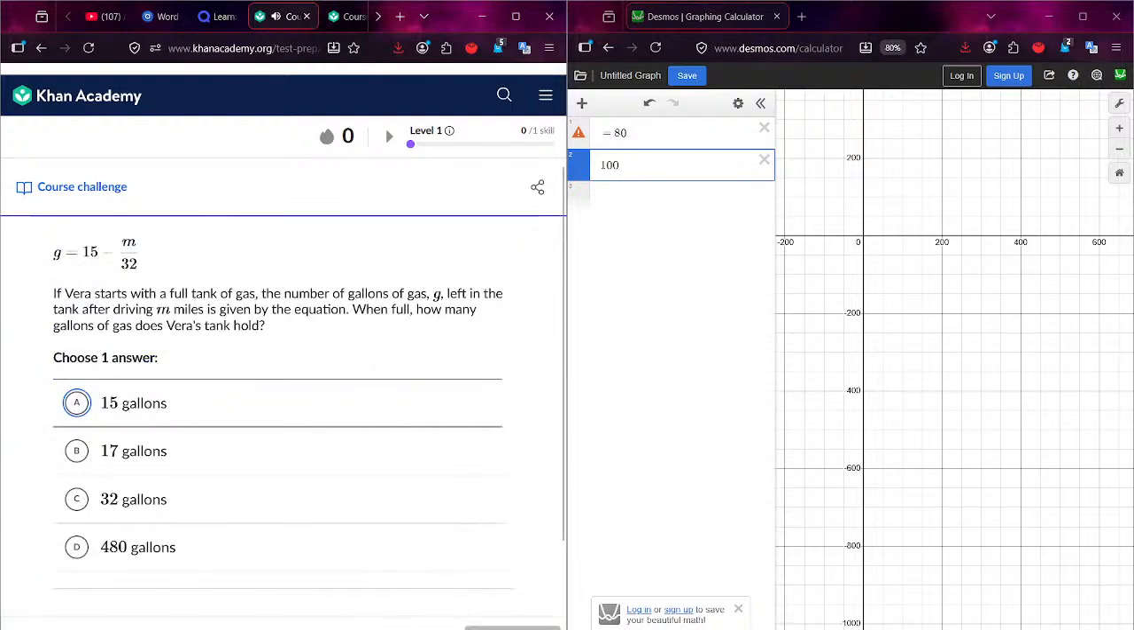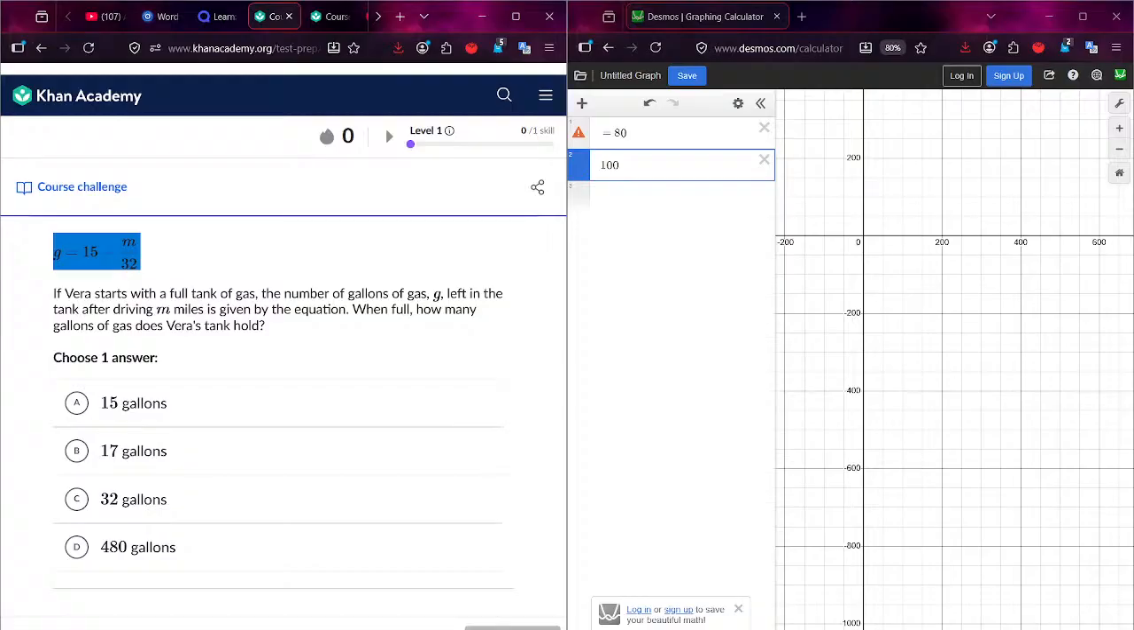Okay, final one for math. If Bea starts with a full tank of gas, the number of gallons of gas left in the tank is given by the equation. When full, how many gallons of gas does Bea's tank hold? So the gallons left in the tank after driving m miles is given by the equation. When the tank is full, how many gallons does the tank hold?